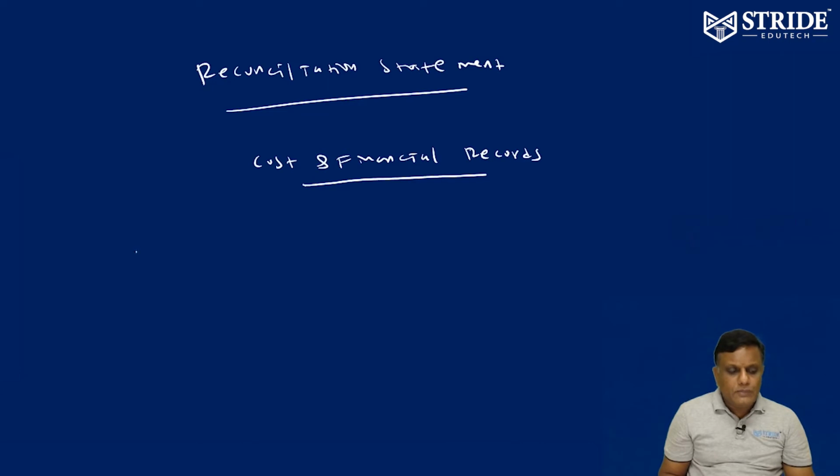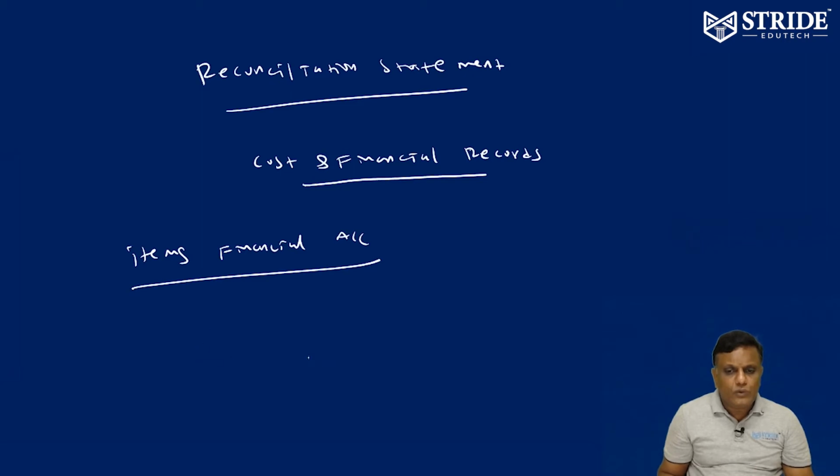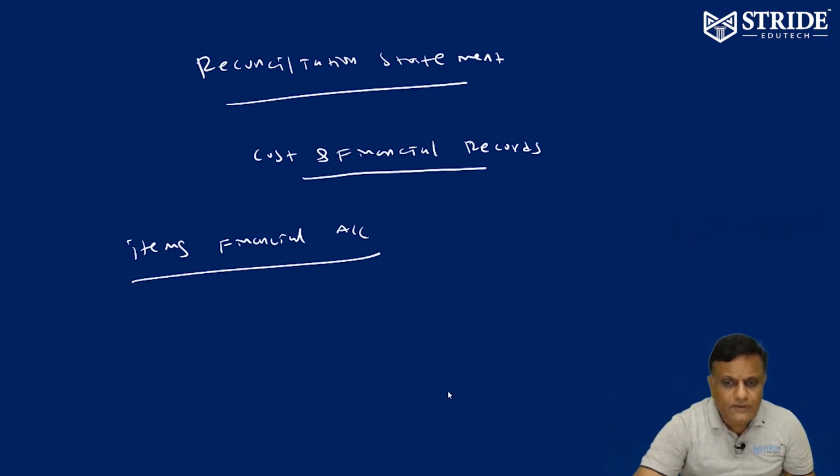So what are the items to be placed only in financial accounts? Items only in financial accounts. So it won't be placed in cost accounts. What are the items to be placed in financial accounts? We will see one by one.